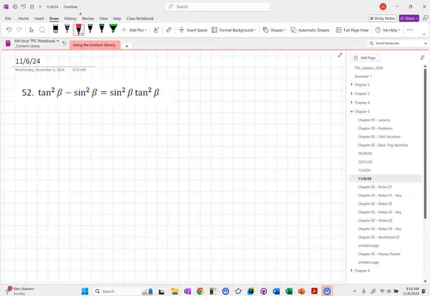So what I'm going to do is I'm going to look at my identities, and I'm looking for an identity for tangent or tangent squared that includes a sine, or an identity for sine or sine squared that includes a tangent. So hopefully you see Q1. We can rewrite tangent as sine over cosine, or tangent squared as sine squared over cosine squared.